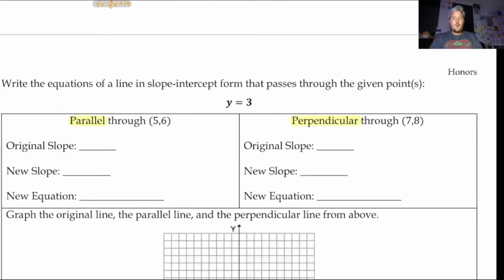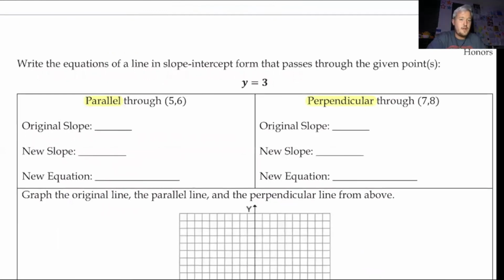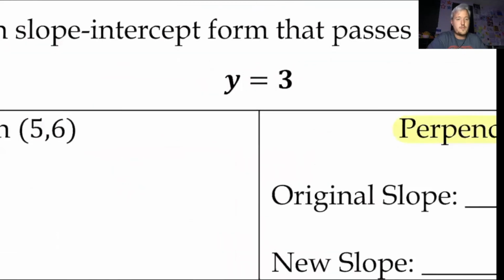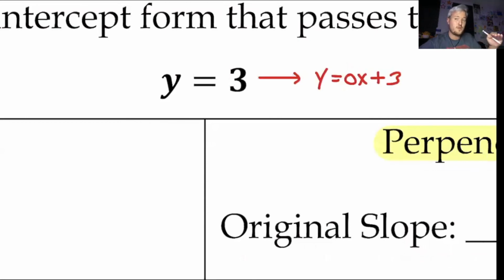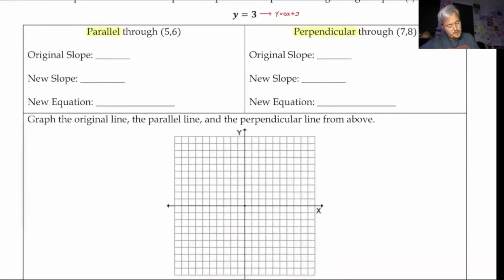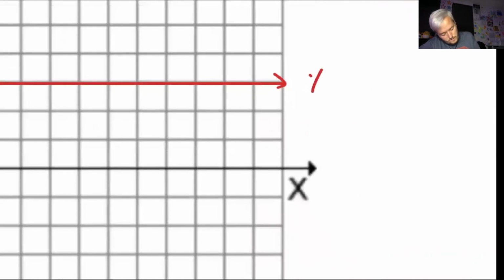Okay, so now we're going to do kind of a Hoy-Bucks problem, just so you can see what that looks like. So writing the equations of a line in slope-intercept form that pass through the given points. So here's the original equation, just y equals 3. So this is the same as writing y equals 0x plus 3. So this is a Hoy problem since it's a y equals. So it's going to be a horizontal line that passes through 3. So down here on the graph, I'm going to go ahead and draw my original line. So this is y equals 3, the original.